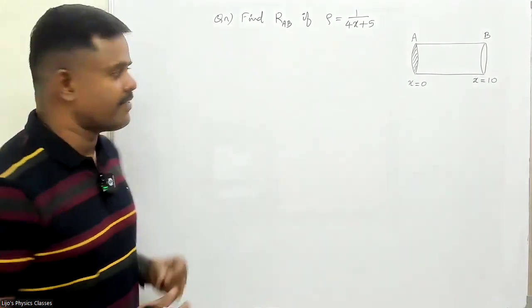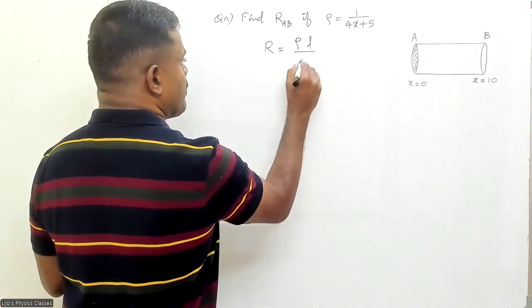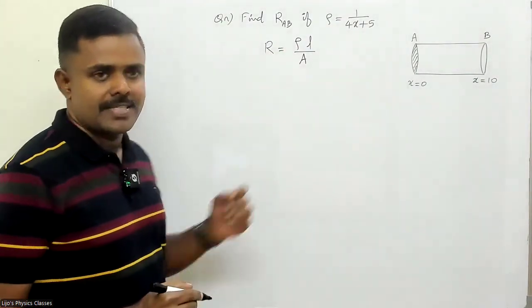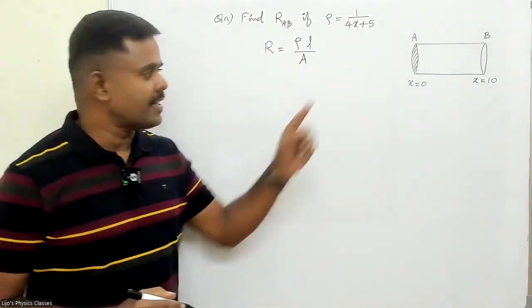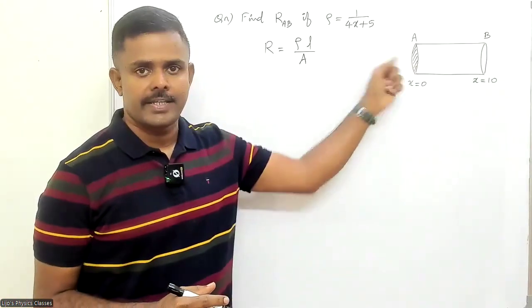Resistance of a conductor is given by R is equal to rho L upon A. Rho is the resistivity of the conductor, L is the length of the conductor, and A is area of cross section, the shaded area here.